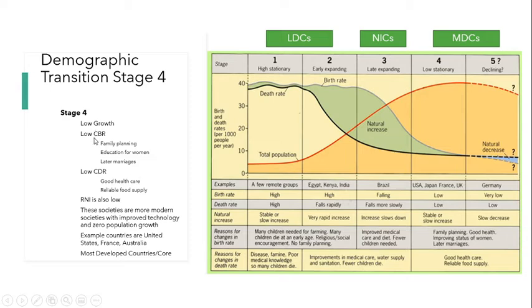We also have a low crude birth rate because now we have family planning. Women are significantly more educated. And men and women are both getting married significantly later in life. So this means that people now have a choice, because there's contraception. People have a choice whether they're going to have a child or not. Women are educated, so women now have a very active and large role in society.